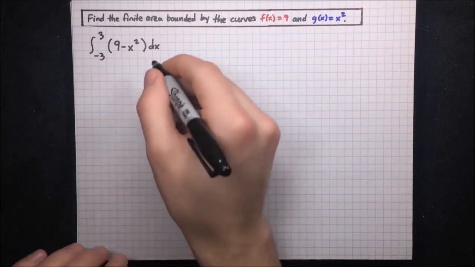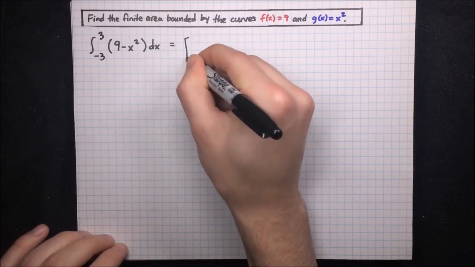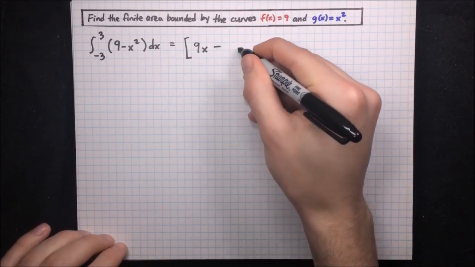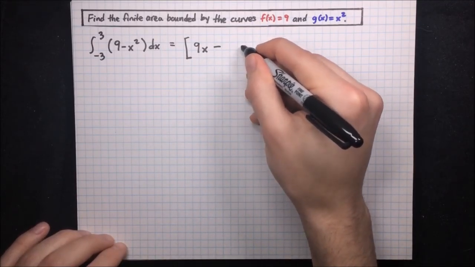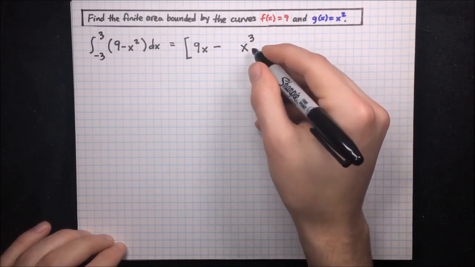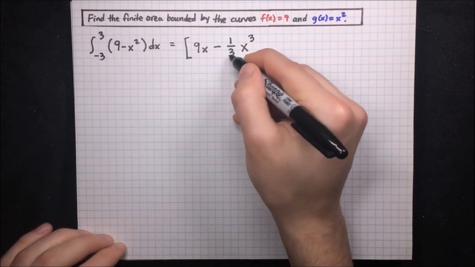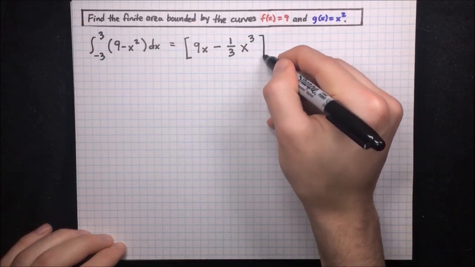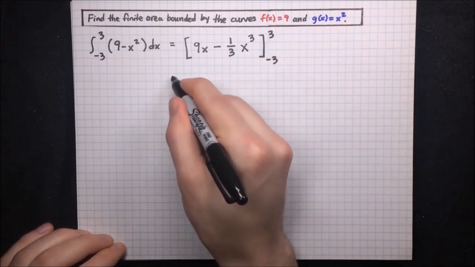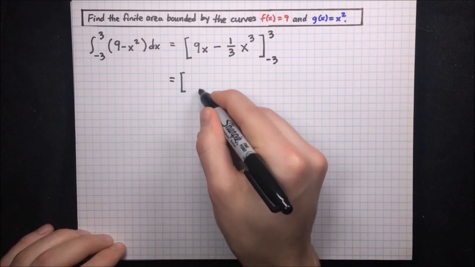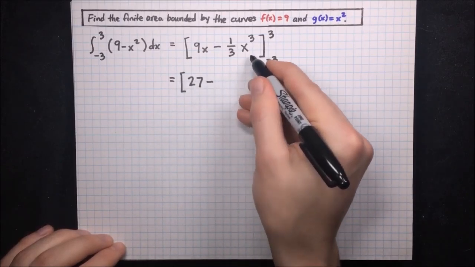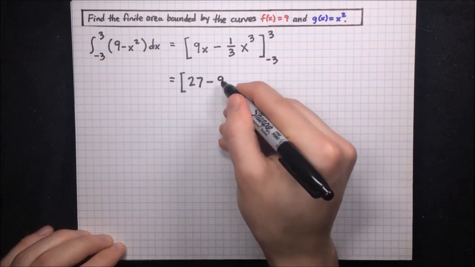So first we have to take the antiderivative. The antiderivative of 9 is just 9x, and then the antiderivative of x squared can be computed using the power rule, which says for integrals we increase that power by 1, so x cubed, but then we have to multiply by the reciprocal of that power, so 1/3. And now that we found the antiderivative, we just have to evaluate at the bounds and take the difference. Evaluating at the top bound, x equals 3, we have 9 times 3, which is 27, then minus 1/3 of 3 cubed. 3 cubed is 27, and 1/3 of that is 9.